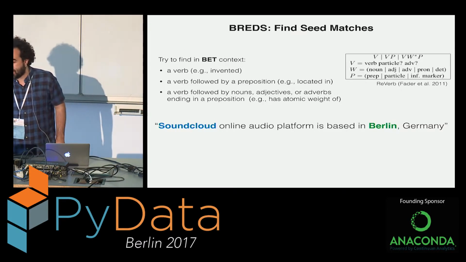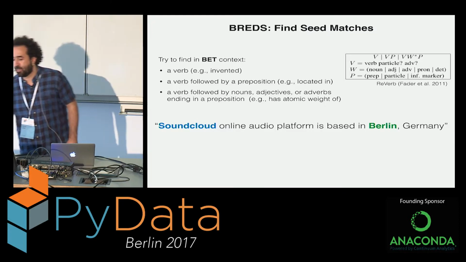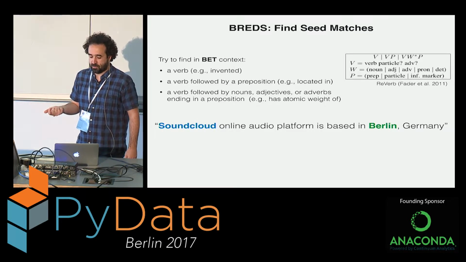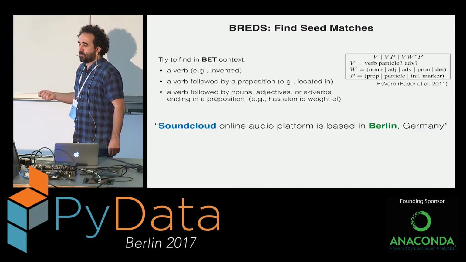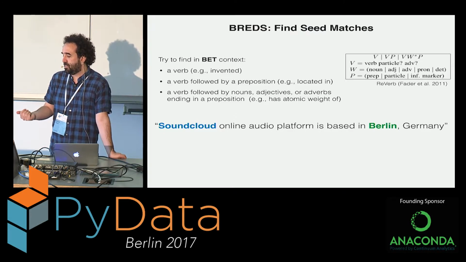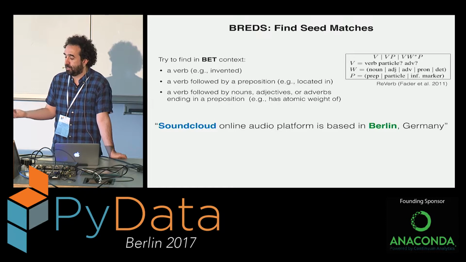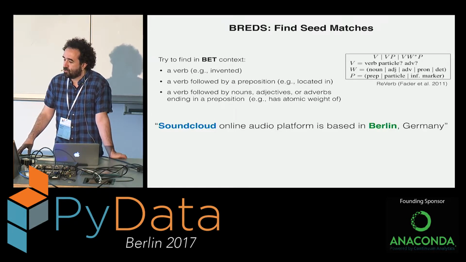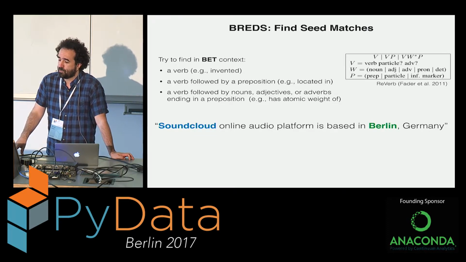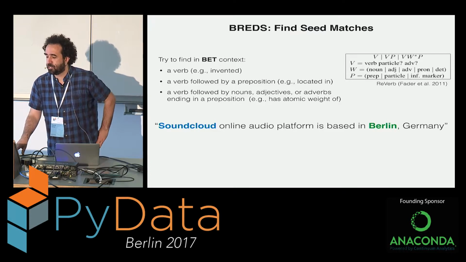If we're going to use embeddings, each word here is going to be a vector, and probably there are words here that are not important for the relationship. I mean, online audio platform doesn't give you much. It says what the company does, but it's not important to know that it's located in Berlin. So what I thought about was to use some patterns from another system, a system called Reverb, which does open information extraction.